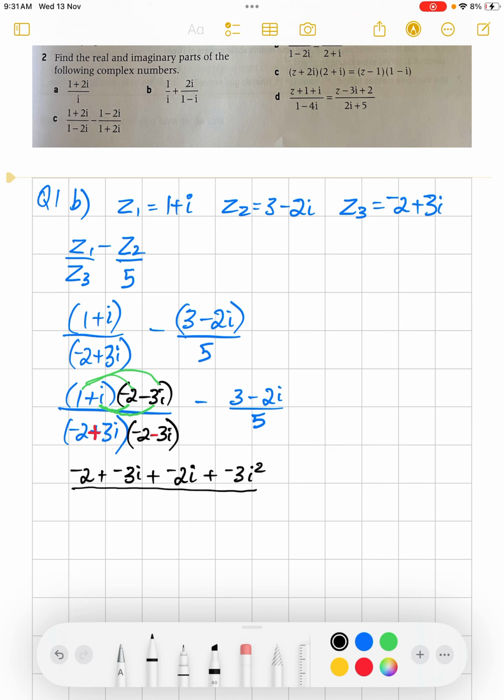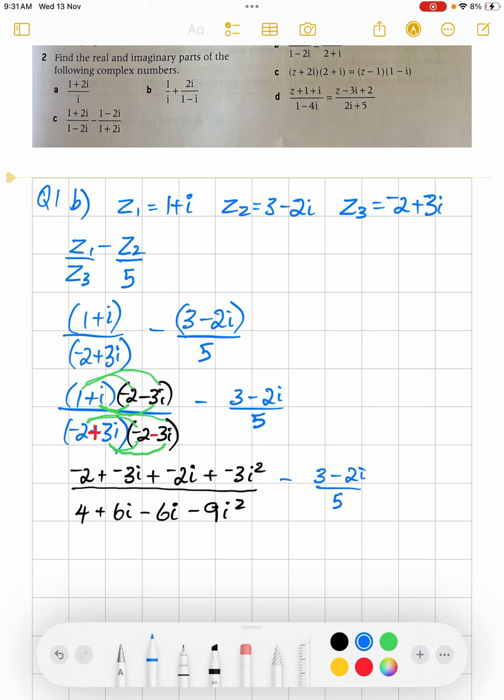All right, let's do the denominator. Negative 2 times negative 2 is 4. Negative 2 times negative 3i is positive 6i. 3i times negative 2 is negative 6i. And 3i times negative 3i is negative 9i squared. All right, so that's that fraction. Let's just leave the second one alone for now.